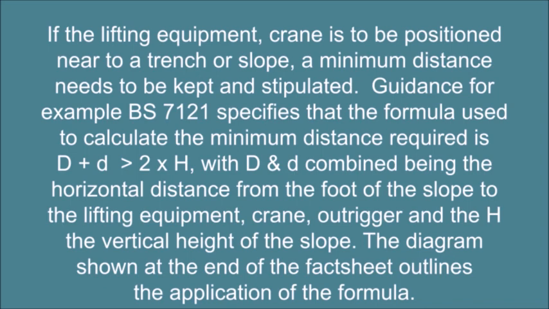If the lifting equipment crane is to be positioned near to a trench or slope, a minimum distance needs to be kept and stipulated. Guidance, for example BS 7121, specifies that the formula used to calculate the minimum distance required is d plus d, greater than 2, multiplied by h, with d and d combined being the horizontal distance from the foot of the slope to the lifting equipment, crane, outrigger, and the h the vertical height of the slope. The diagram shown at the end of the fact sheet outlines the application of the formula.